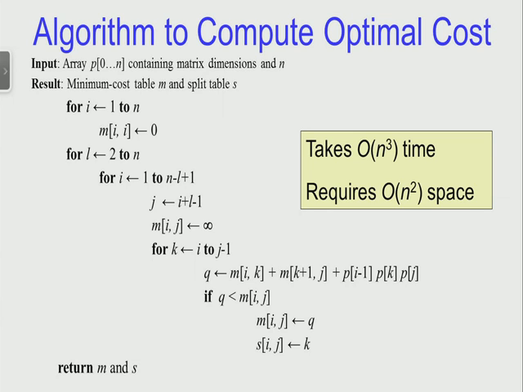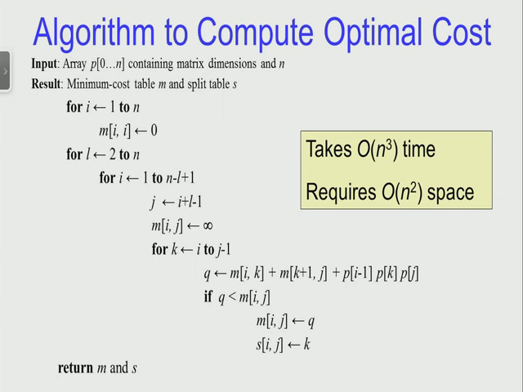The result of this algorithm is a min cost table and a split table. These are two arrays that we get. The min cost table stores the value of the minimum cost parenthesization of the chain multiplication involving the chain of matrices Ai, Ai plus 1 up to Aj. Similarly, in the split table, the entry s of i j stores the value of the index k at which the chain Ai to Aj is to be split.